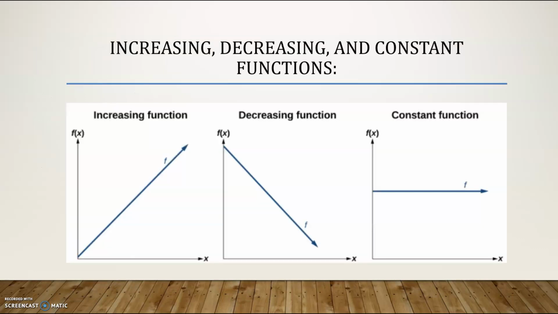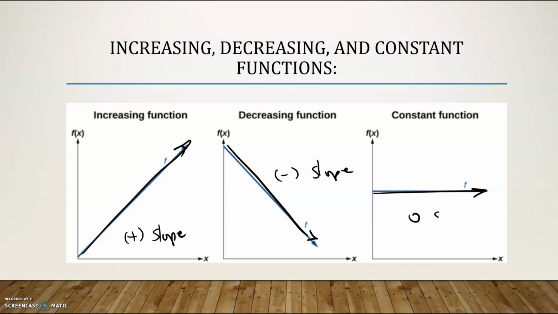Okay, now let's look at increasing, decreasing, and constant functions. An increasing function, like we see right here, would have a positive slope. A decreasing function, like we see right here, would have a negative slope. A constant function, like we see right here, which is basically a horizontal line, would have a zero slope.